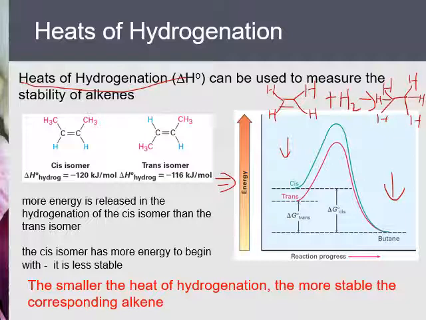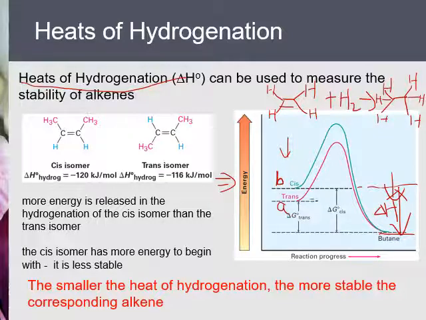The difference between the reactants and the product is called the heat of hydrogenation. Now suppose we have two alkenes. One is A here and one is B. Because A's energy is lower than B's, A is more stable.